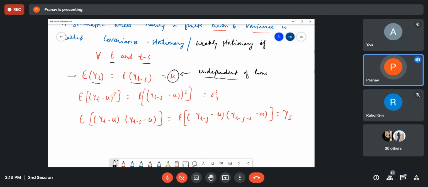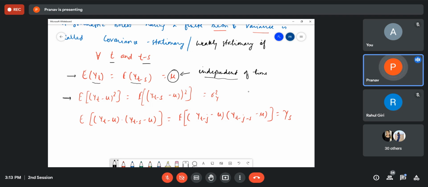That is, the mean you calculated for the period whose observations you already have should not be different for the forecasted period or for any other period as far as the variable is concerned. This is what is meant by expected value of yt and yt minus s should be a constant and it should be independent of time. That is, the mean should not change with time. Your average value of the time series variable must remain constant across the time period of observation.